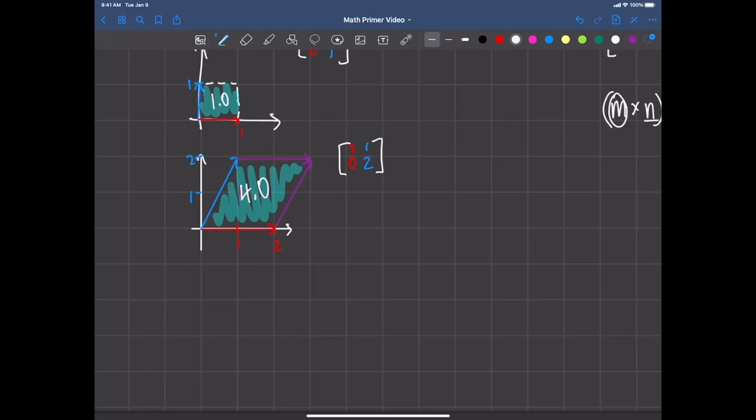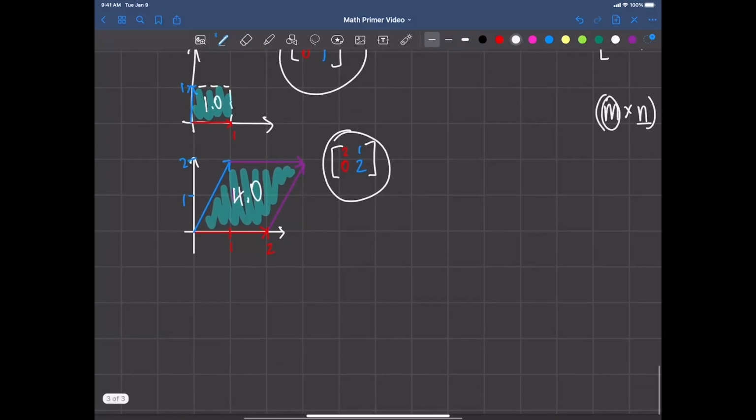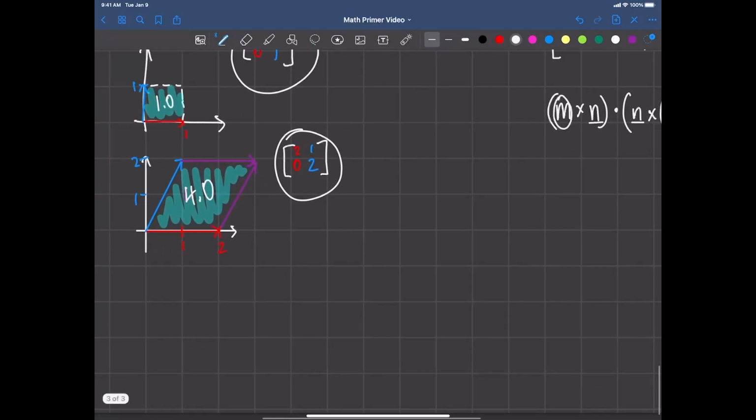So you can see how different matrices stretch out space differently. We have this matrix, which represents an area of 1, and this matrix, which represents an area of 4, stretching the area out. Now let's figure out how to actually calculate the determinants of a matrix. How much does a matrix stretch or squeeze space?